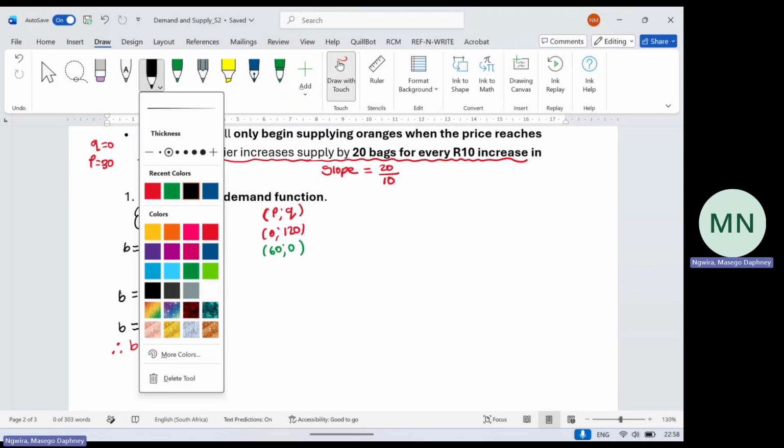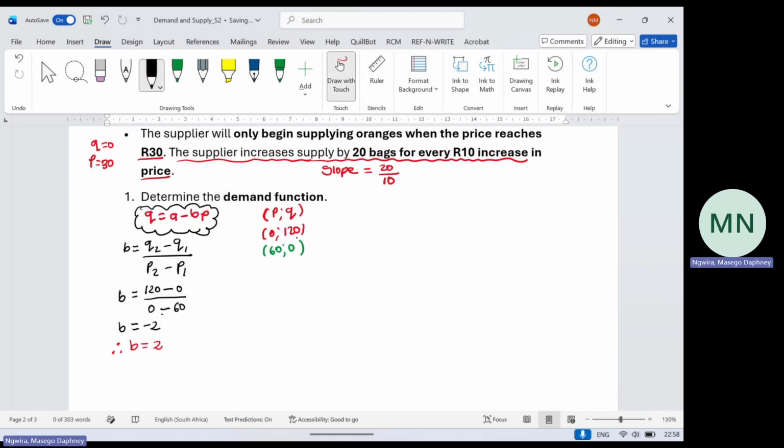When you solve for A, you use any of these coordinates. Either you use 0 and 120 or you use 60 and 0. You choose one. You can't use both of them. So I'm going to substitute. So I am going to have, remember, my function is Q. So I'm going to use 120, it's up to you what to use, because I want to solve for A.